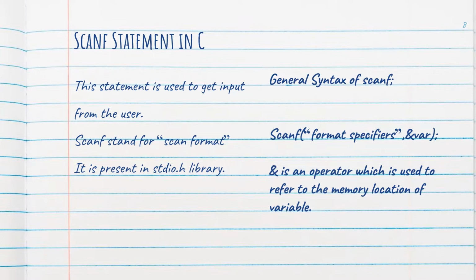And after that, you have to use this ampersand sign. This is not the and operator. This is the ampersand sign, which is used as the address operator to refer to the memory location of the variable. And after that, you have to write the name of the variable. So here are some examples.